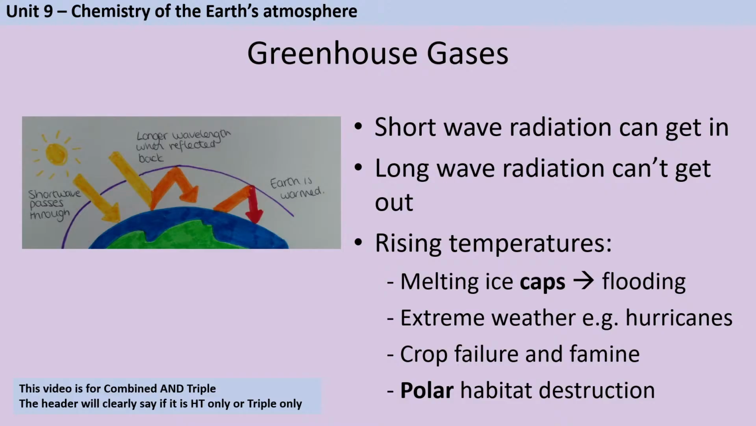So definitely ice caps. They lead to flooding. There's also extreme weather events like hurricanes, crop failure and famine. And if you're going to talk about habitat destruction and extinction, we need to be specifying. So we're not particularly worried about, well, we are worried about temperate habitats, but for the sake of GCSE science, we're not worried about what's going on in England, we're worried about what's going on in the Arctic. So talking about polar habitat destruction or Arctic animals going extinct.